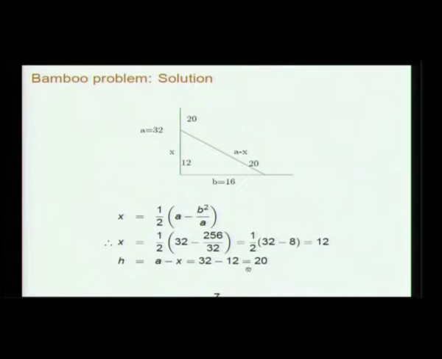Okay. So, this is the solution to the problem. 12, 20, then this is 12. So, the total of this is 32, right, 12 plus 20, yeah.